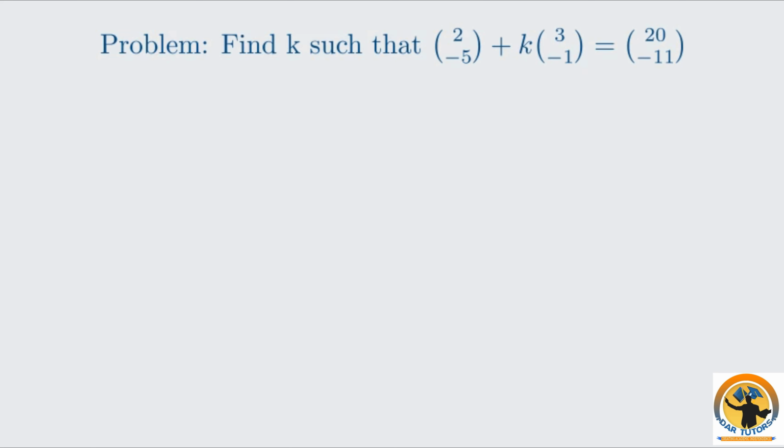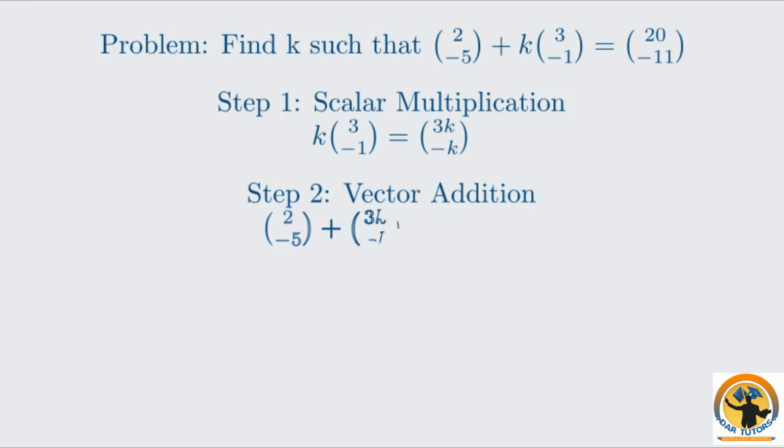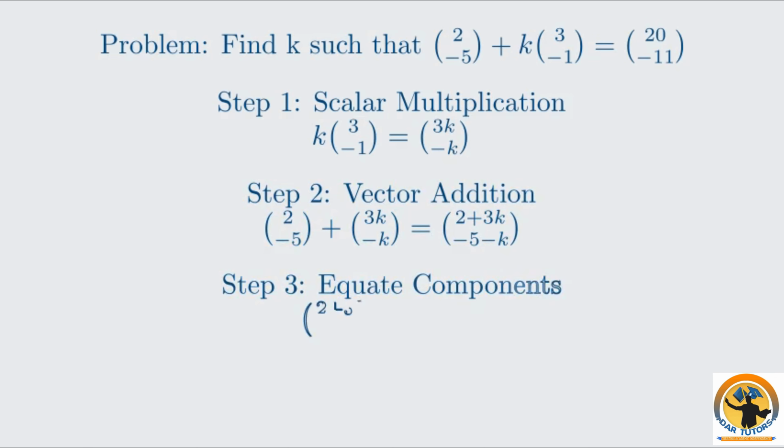The strategy here is to perform the operations on the left side of the equation and then equate the corresponding components. First, we distribute the scalar k. This gives us the vector (3k, -k). Now we add the two vectors on the left side. The x component is 2 plus 3k, and the y component is -5 minus k. We now have a single vector on the left side that must be equal to the vector on the right side.